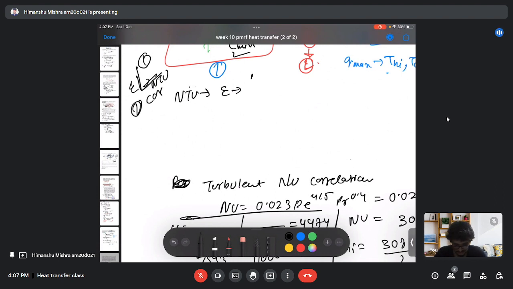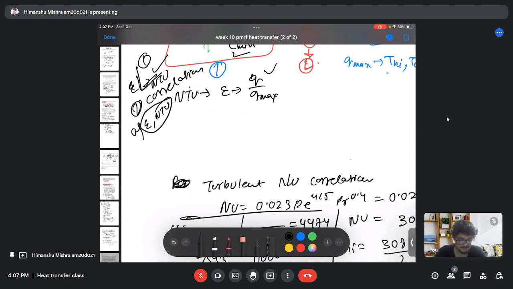The second way is to use a correlation of effectiveness and NTU. It actually depends on the nature of the heat exchanger we have been given. For the parallel flow heat exchanger, we can directly use the correlation, even for the counter flow heat exchanger. But for the cross flow heat exchanger, we may need to use the graph of effectiveness versus NTU, which we have already discussed.